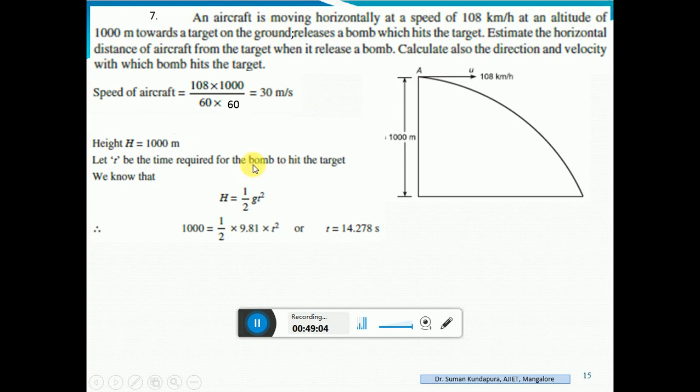Okay. So likewise, there are several problems in the concept of projectiles. Please look into them from different texts. That's all for now. The next video is on curvilinear motion. I'll end here. Thank you.